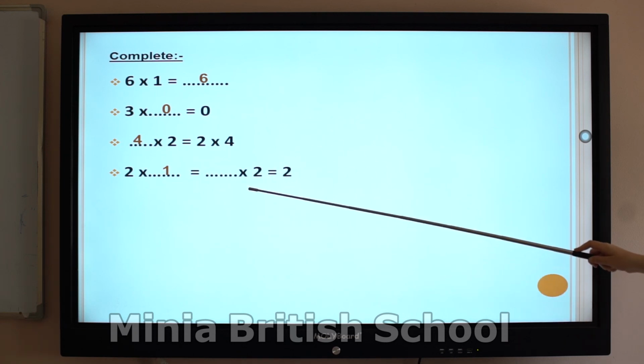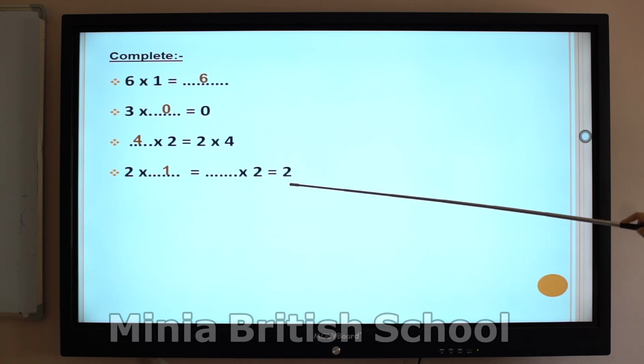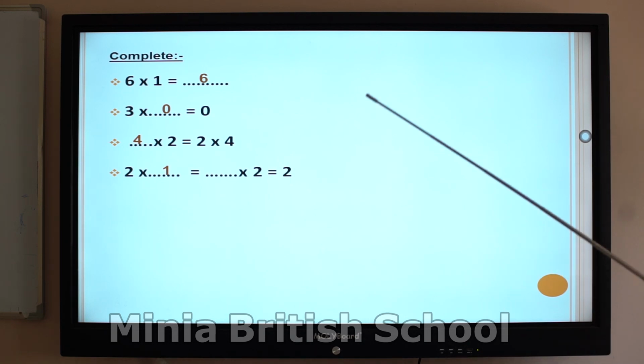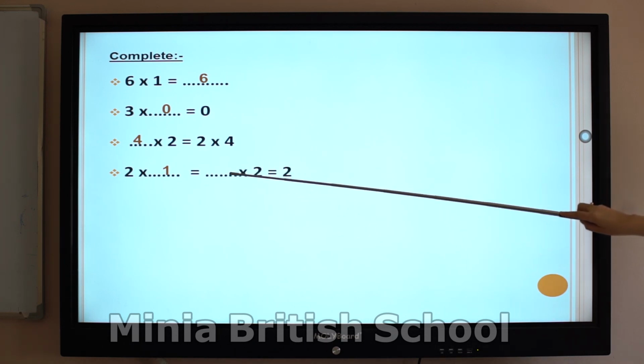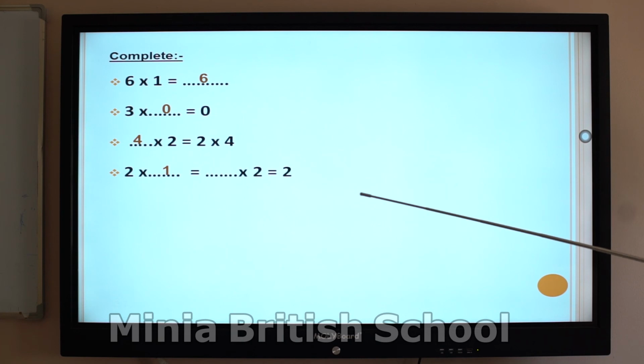Okay, the second part here. What times 2 equals 2? Also 1. Why? Because I said 1 times any number equals the same number.